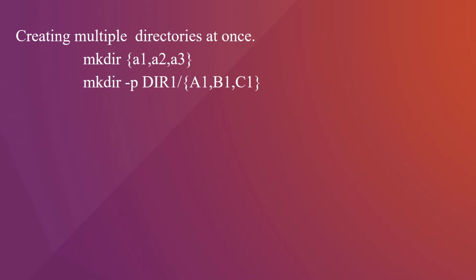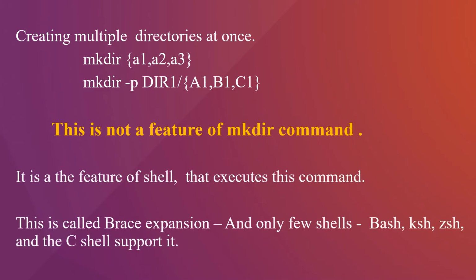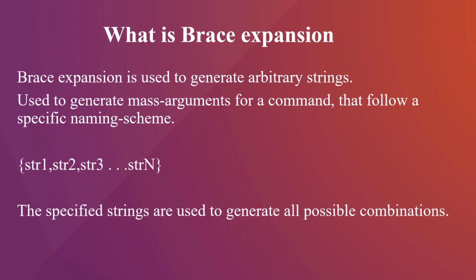Here, we need to understand that this is not a feature of the mkdir command. It is a feature of the shell that executes this command. This is called brace expansion, and only a few shells such as bash, ksh, zsh, and the C shell support it. Brace expansion is used to generate arbitrary strings. Usually it's used to generate mass arguments for a command that follow a specific naming scheme. The specified strings are used to generate all possible combinations. As it is a feature of the shell, it can be used with many commands, not only with the mkdir command.